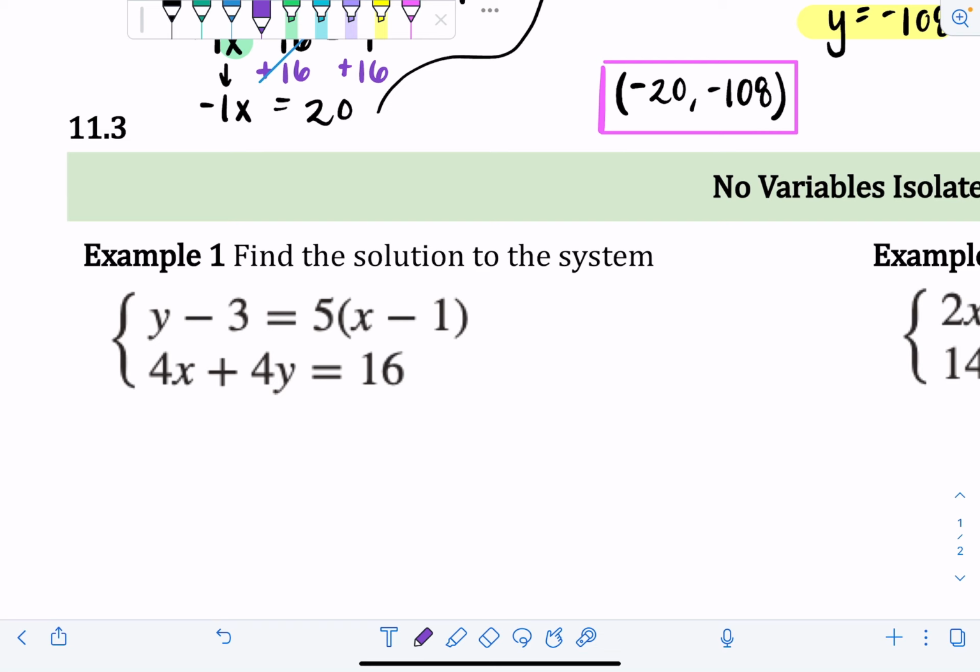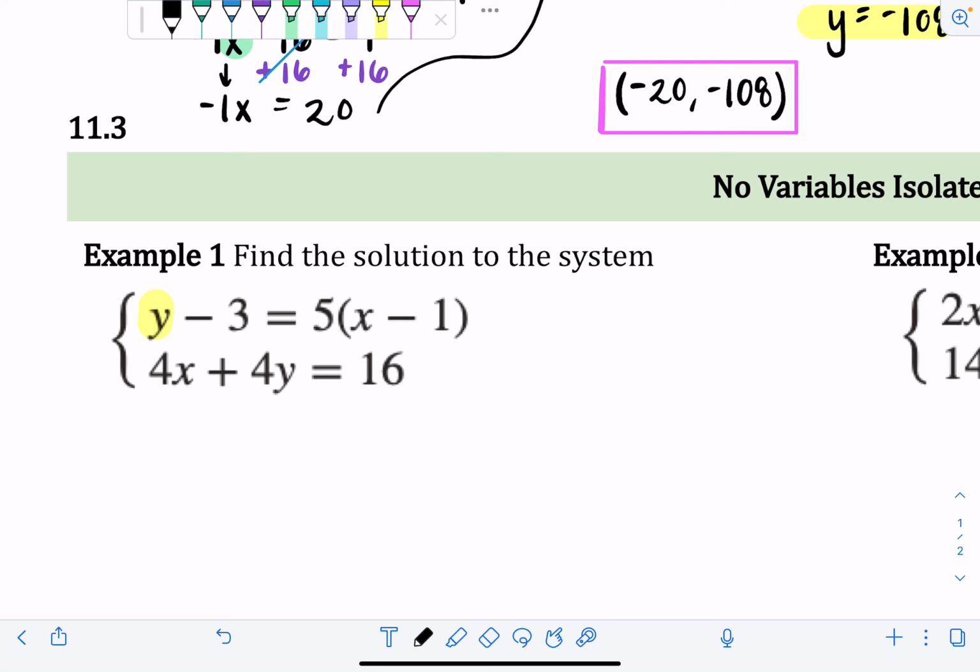So one option or thing to look for is, a lot of the time, if there's any variable already with a coefficient of 1 where there's no number in front, that might be something to focus on. So that y is something for us to focus on.